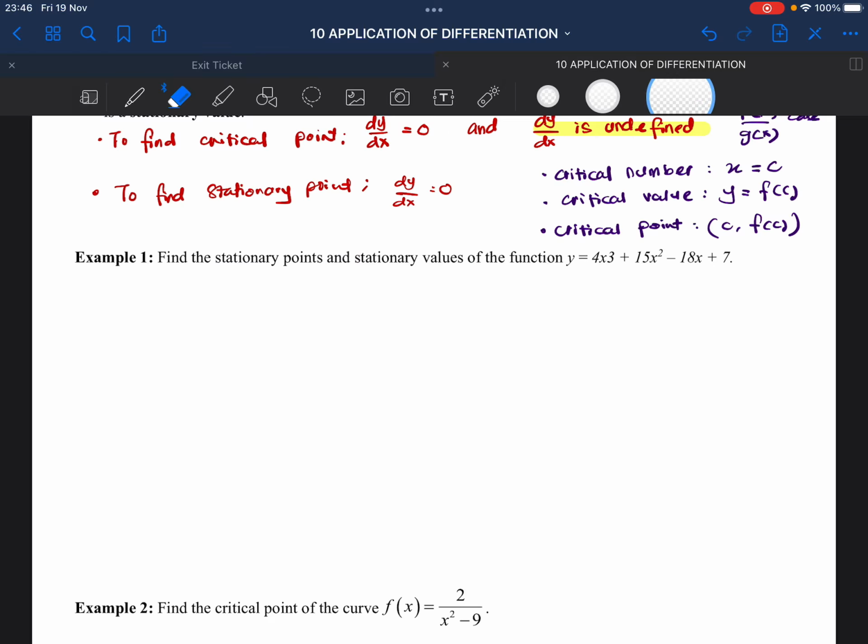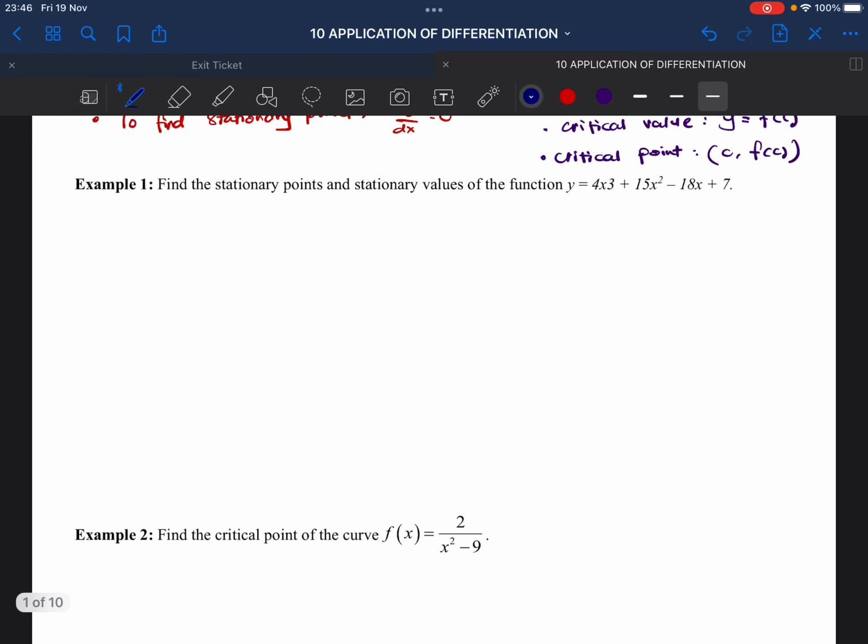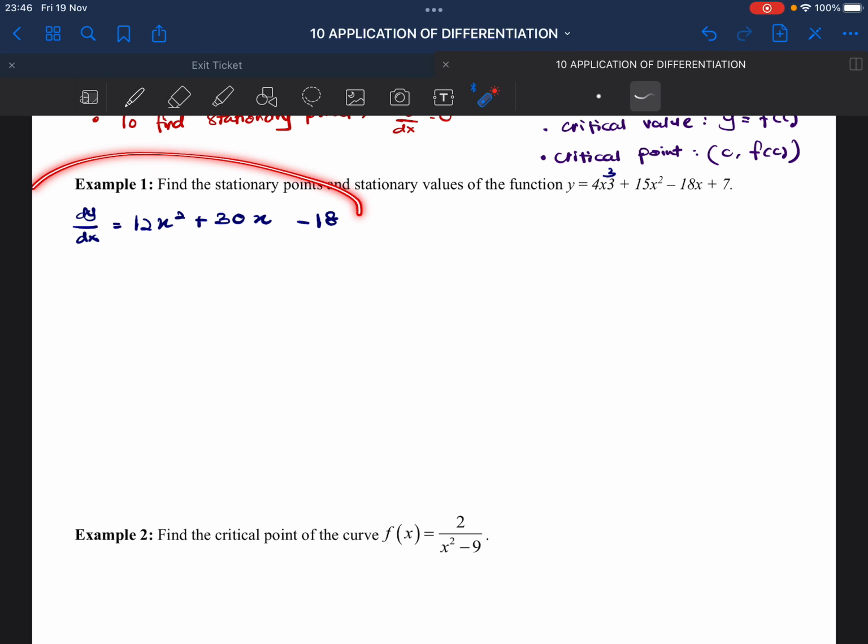The first thing that we have to do is find your first derivative. So dy over dx equals to, just differentiate this. This one should be for x cubed. So you will have 12x squared plus 30x minus 18. That is your first step. Whenever the question says find stationary point or critical point, this is the first thing that you have to do.